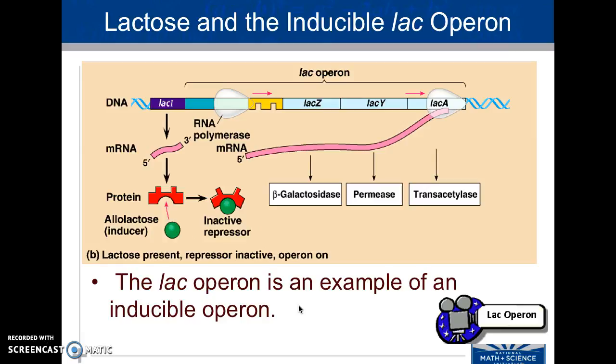The lac operon is an example of an inducible operon, and this shows the concept that we just talked about. So we see that LAC-I is my regulator protein. It makes my little red protein shown below. If allolactose is present, it will bind with my red protein. It bends and makes it inactive, so it doesn't bind with the yellow operator. This means that my LAC-Z, LAC-Y, and LAC-A proteins are continually being made.